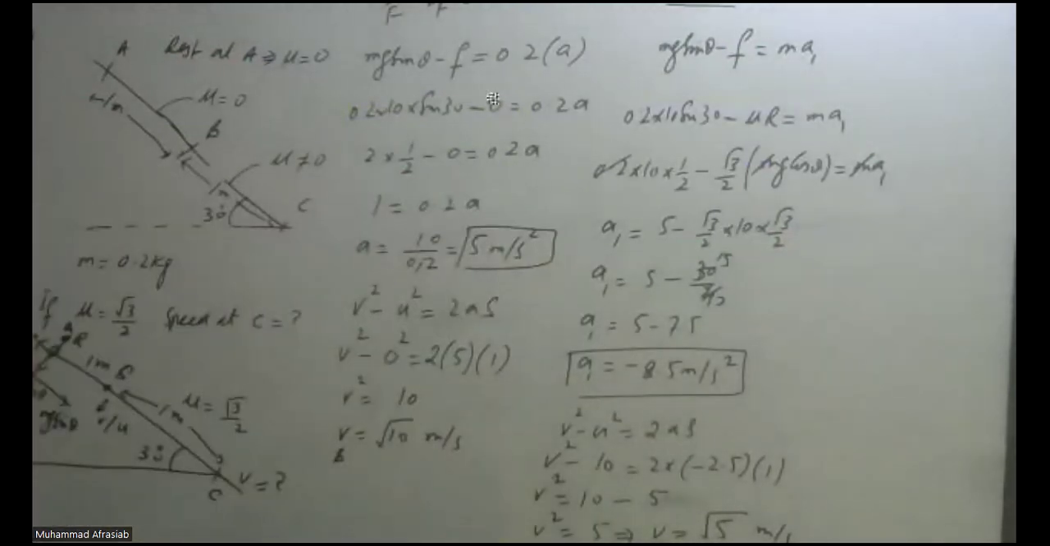Since the particle comes to the second part, the particle at C becomes at rest, then find the value of the coefficient of friction for this part. So we will solve it again for the second part.